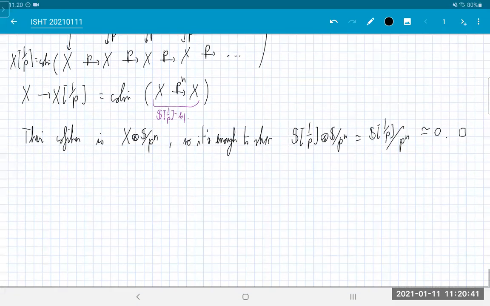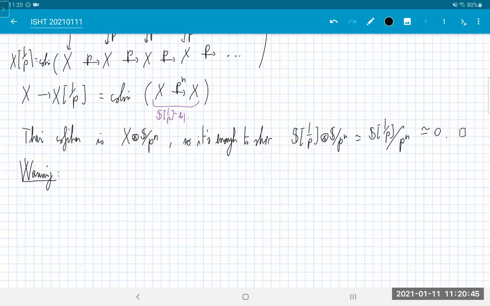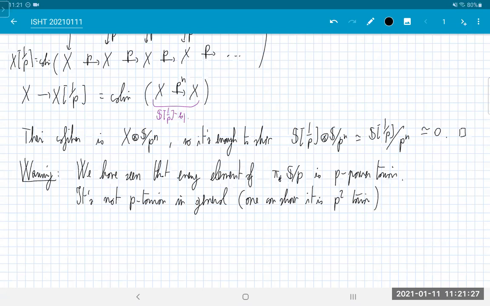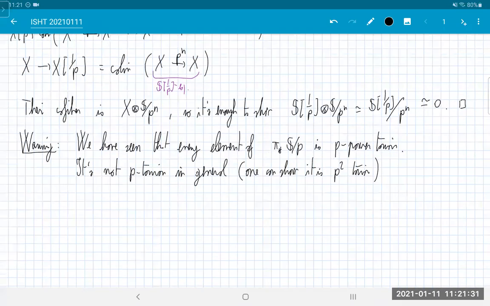One word of warning. We have seen that every element of pi star of S mod p is p-power torsion, because this is an S[1/p]-acyclic object. It's not p-torsion in general. That's a crazy fact, but it is true. In fact, one can show it is p-square torsion, however.